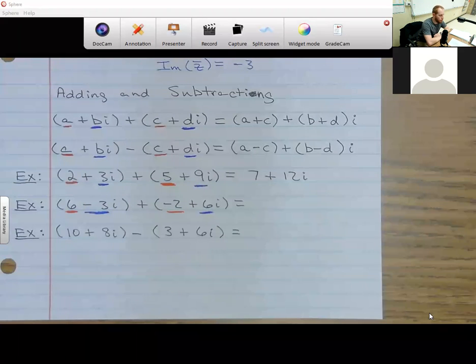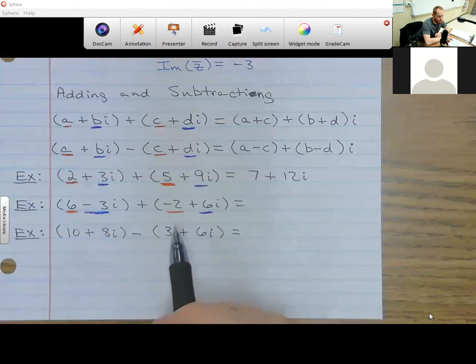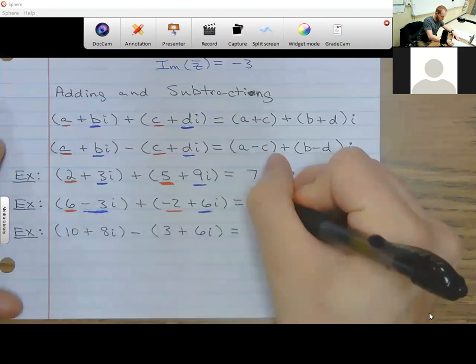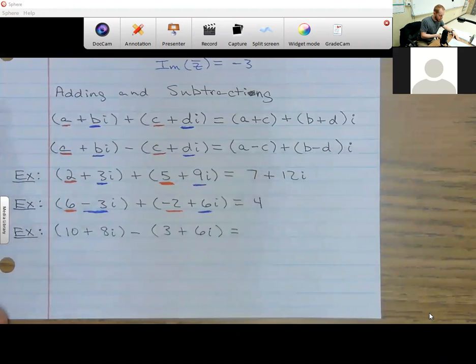Okay, so let's put the real parts together. What's 6 plus -2 going to give me? 6 plus -2, that's 4. And then negative 3 plus 6, that's going to give me positive 3.